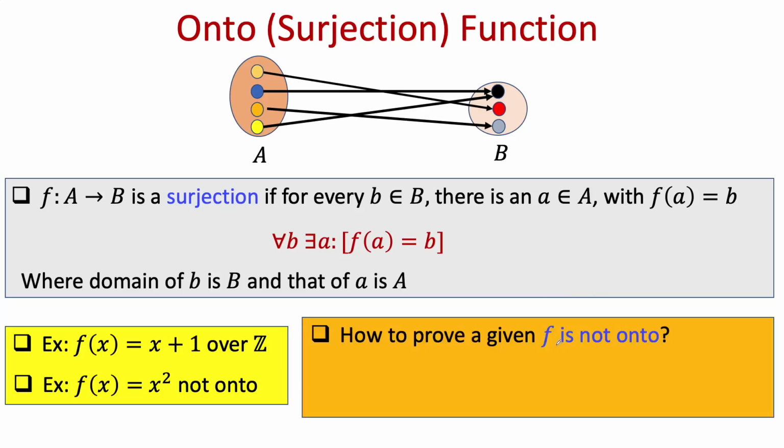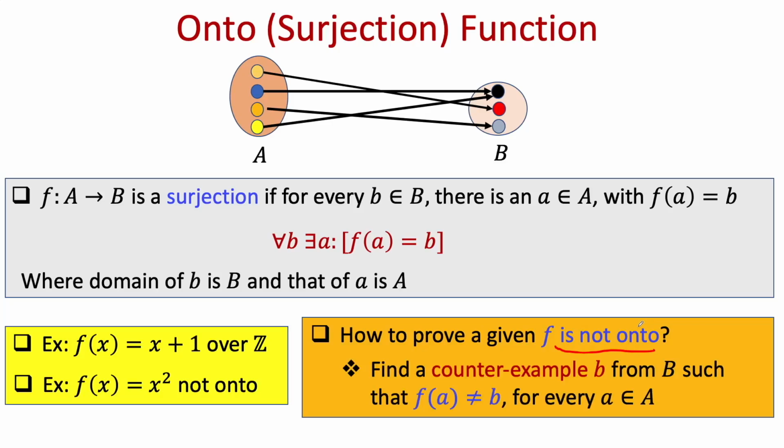Whereas if you want to prove that a given function is not a surjective function, then we have to find a counter example, namely a counter example for which the universal quantification does not hold. Namely, we have to find an element from the codomain set, say small b, which does not have any pre-image.